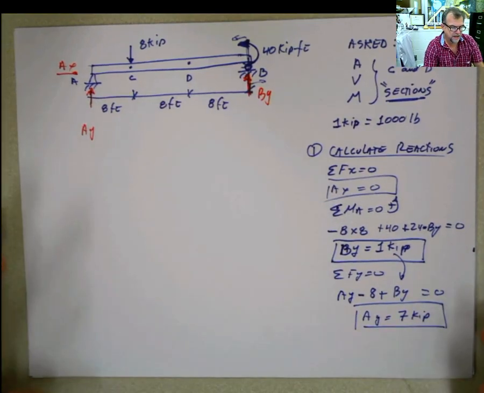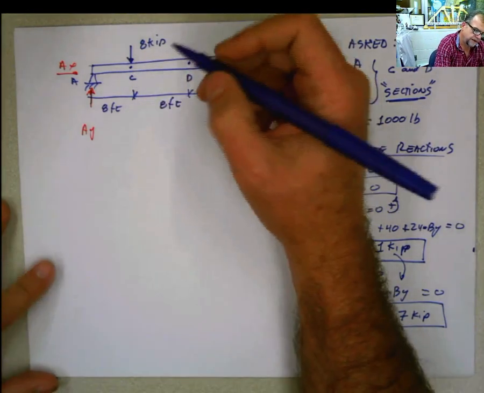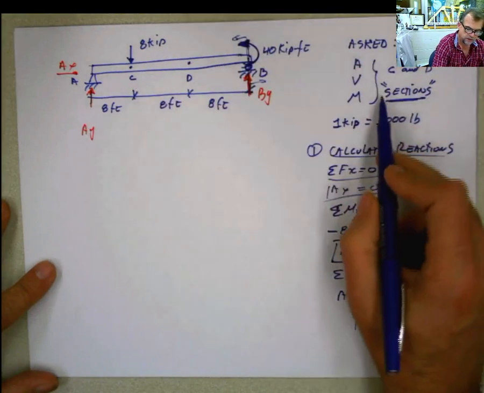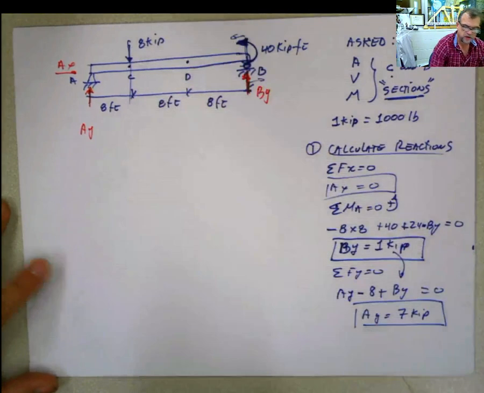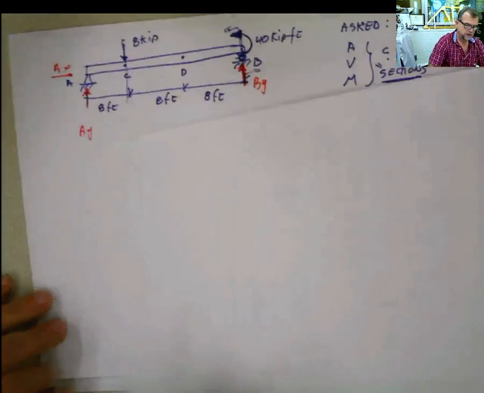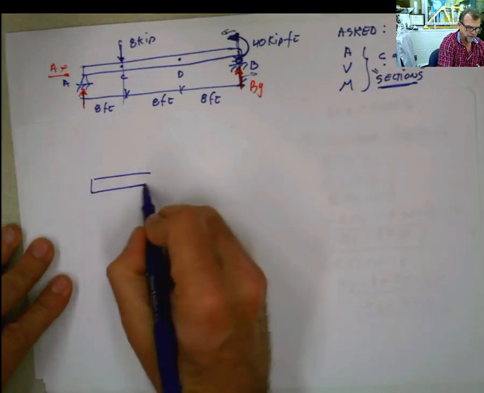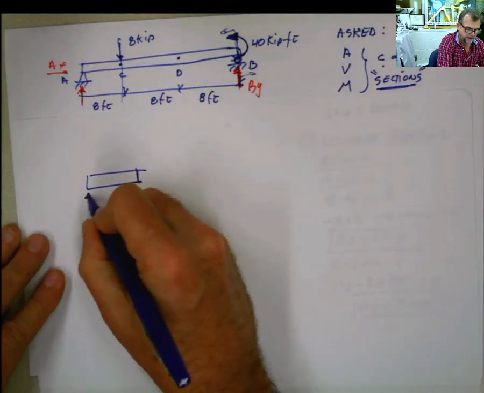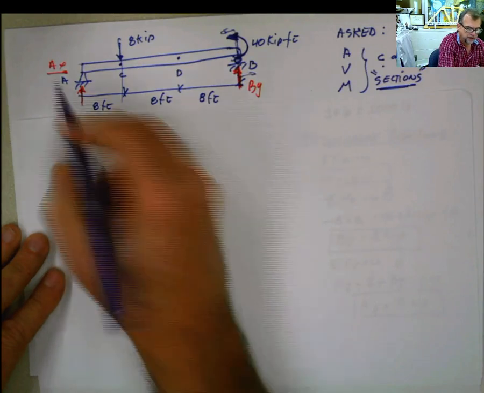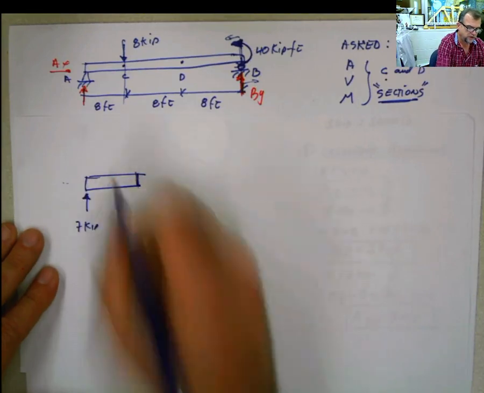Now the next thing that I want to do is calculate my section, because it's at the point C. That means that I have to make a section there, and I'm going to make a section at that point. This is the point C. This is my reaction, 7 kip. I'm going to put it like that. AX, I'm not even going to put it because I know it's 0, so I don't want to complicate the drawing if I don't have to.